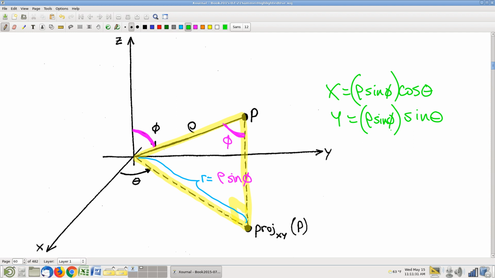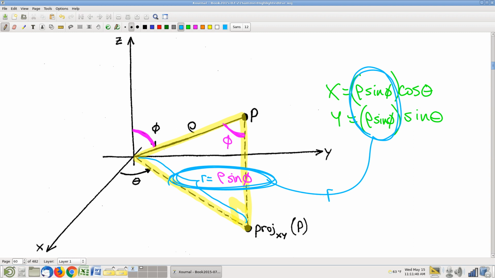By the way, let me circle this a little bit better. r is right there. Okay, the last formula is for z. Well, that's just the other side of the triangle, if you will. z is rho cosine phi. So that one little triangle, in some sense, answers all our questions. Everybody happy? Okay.